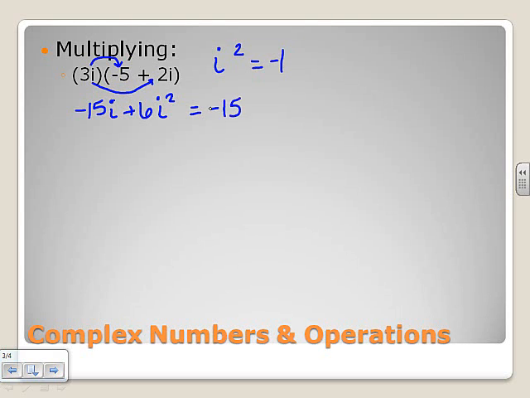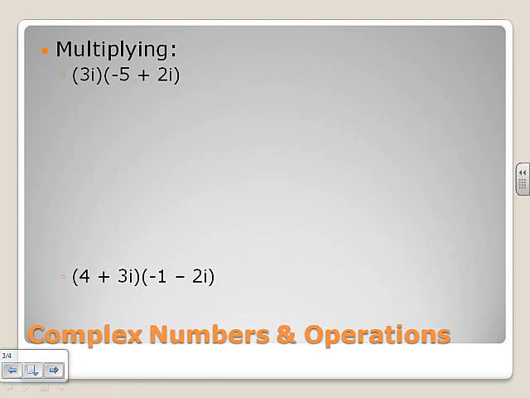So it becomes negative 15i plus 6 times negative 1, where i squared gets replaced with negative 1, making this a negative 6. Imaginary numbers or complex numbers are always written in the form a plus bi. The real part comes first, imaginary part comes second. So we rewrite this as negative 6 minus 15i.